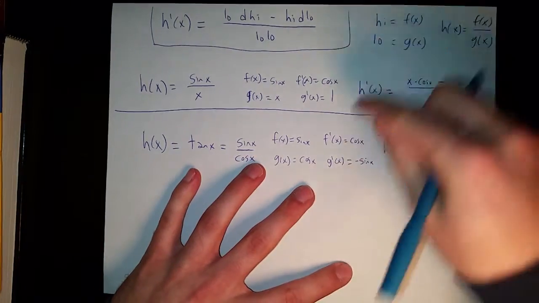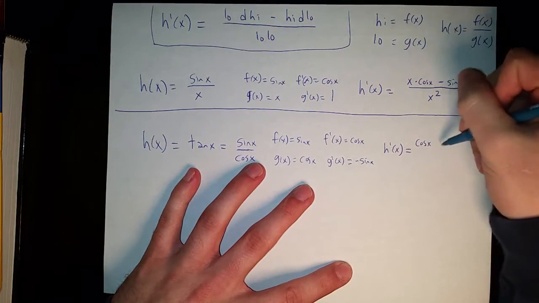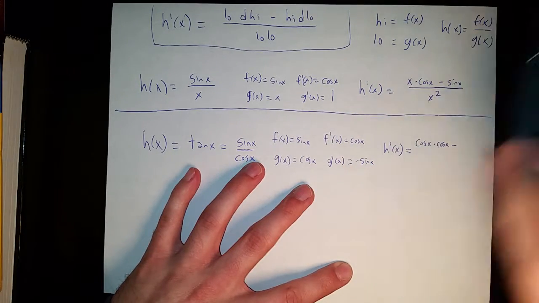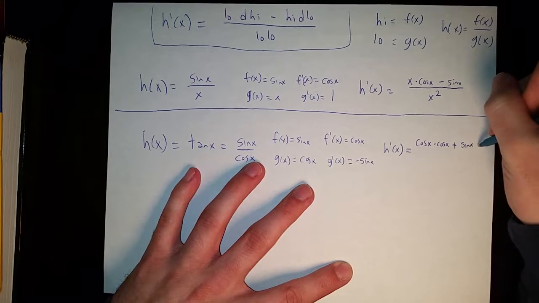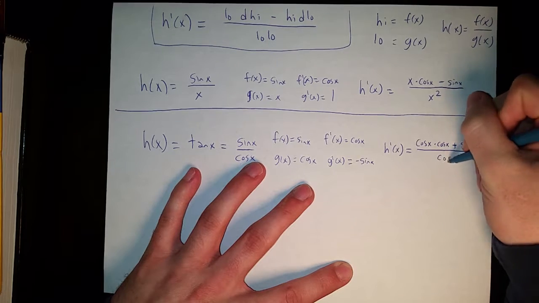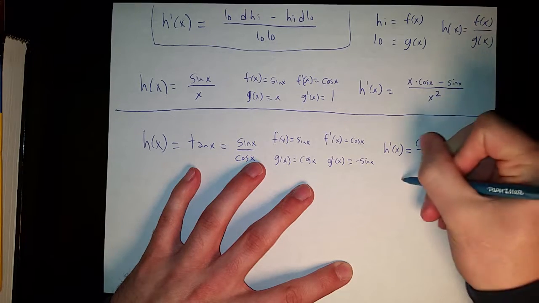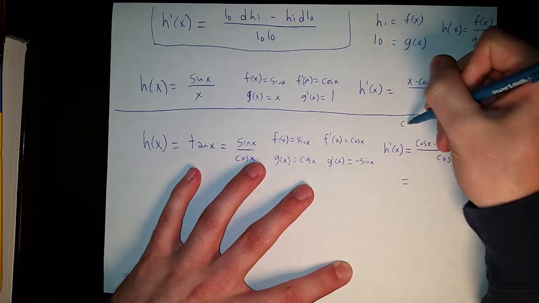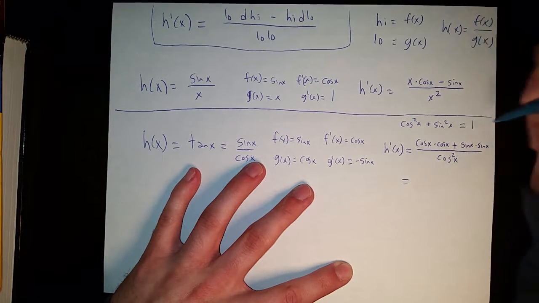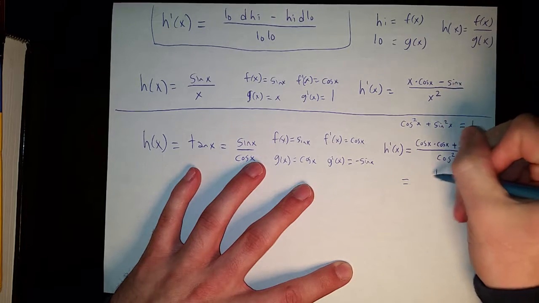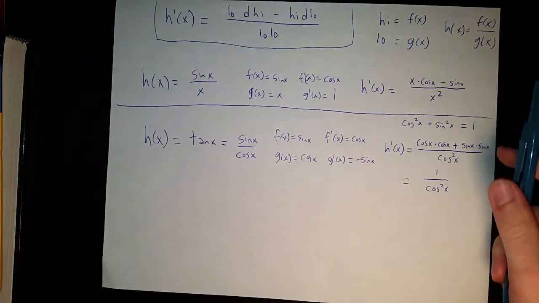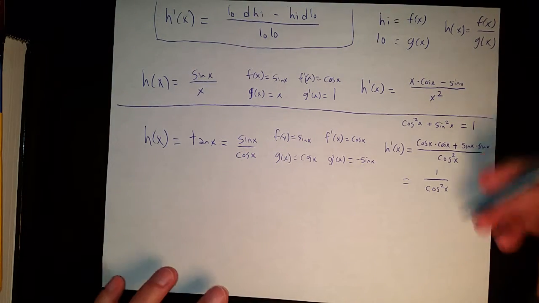Alright, so we have low d high minus high d low, which gives cosine squared plus sine squared, divided by low squared. Okay, so from trig we know that cosine squared plus sine squared equals 1, so we have 1 over cosine squared. Perfect. So now we have the derivative of tangent.